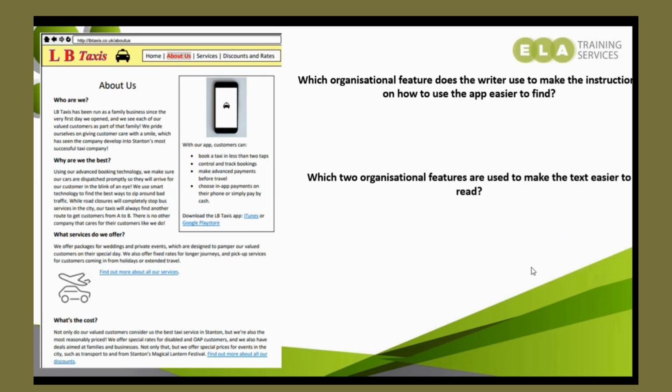So a question might say here, which organisational feature does the writer use to make the instructions on how to use the app easier to find? So you might be looking at this question thinking, right, I know my organisational features, I'm just going to find them in the text. However, what is very different about this question is the specific information that it's asking you to suggest where that is coming from in the text. So what I would advise you to do is highlight or underline this information. So the instructions on how to use the app and which organisational feature is that presented in.